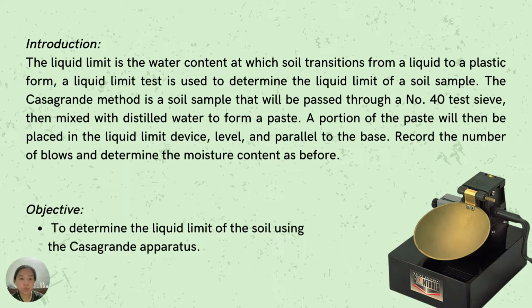A portion of the paste will then be placed in the liquid limit device, or the Casagrande apparatus, level and parallel to the base. Record the number of blows or revolutions and determine the moisture content as before. The only objective of this experiment is to determine the liquid limit of the soil using the Casagrande apparatus.